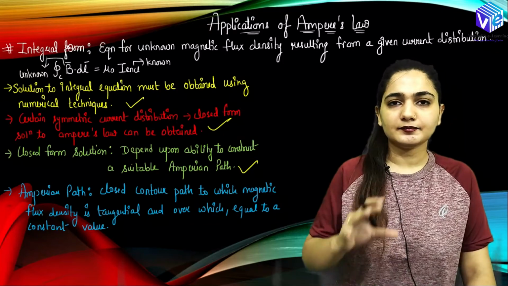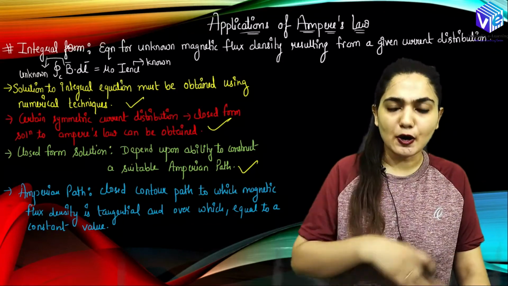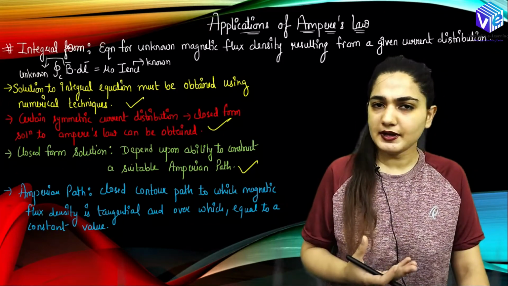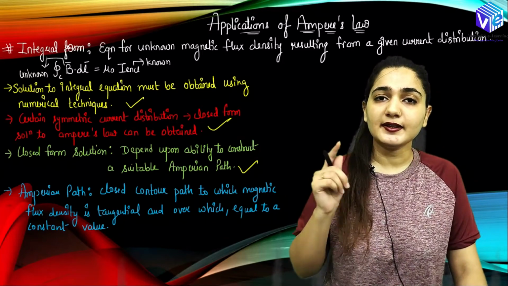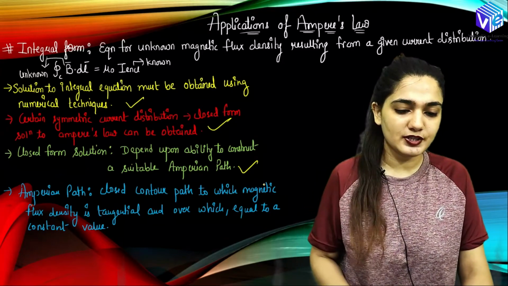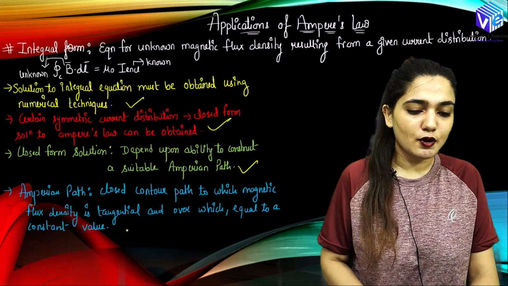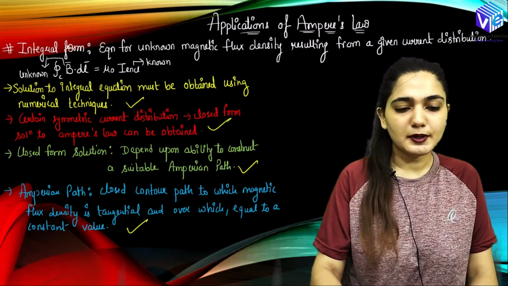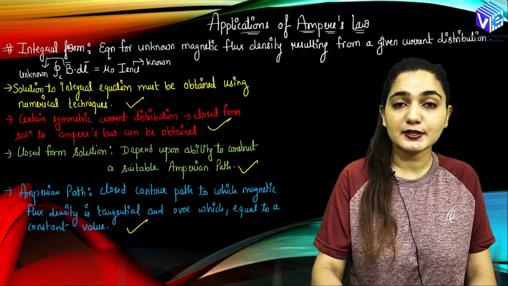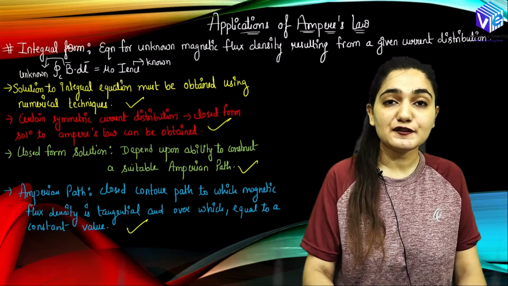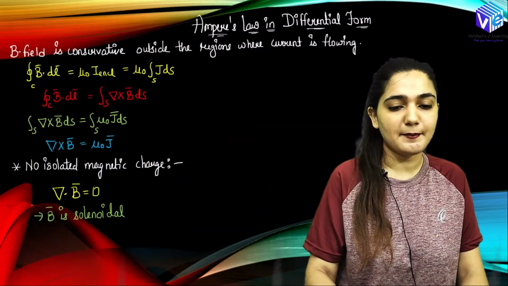I will make this Amperian path surrounding the given current element in such a manner that the magnetic field will be tangential to this path and equal to a constant value, right? So it will not vary over this path as well. So the magnetic field has to remain constant over the given Amperian path.